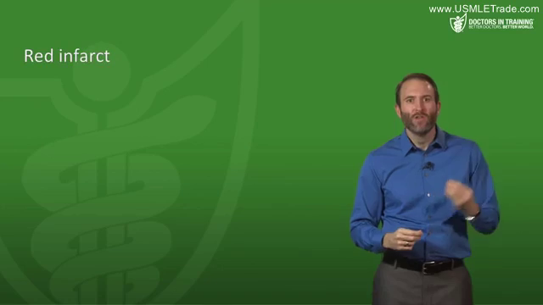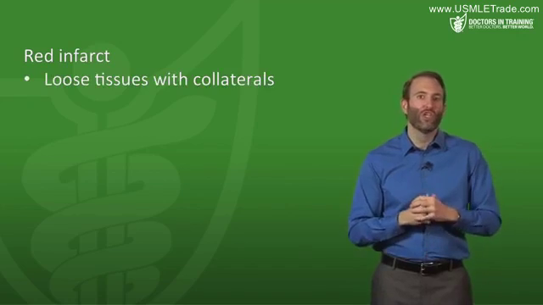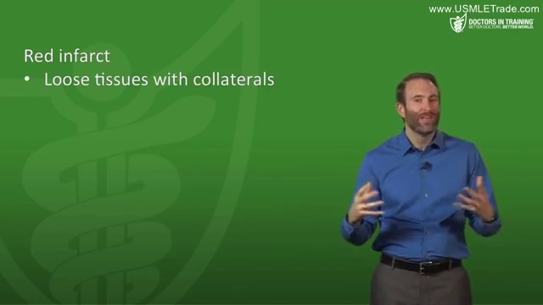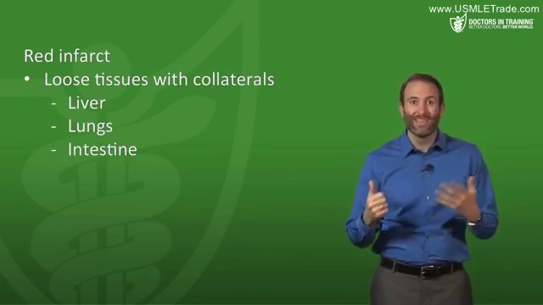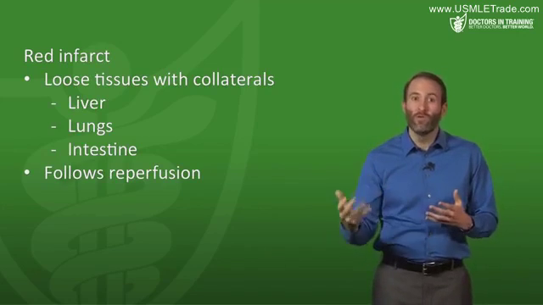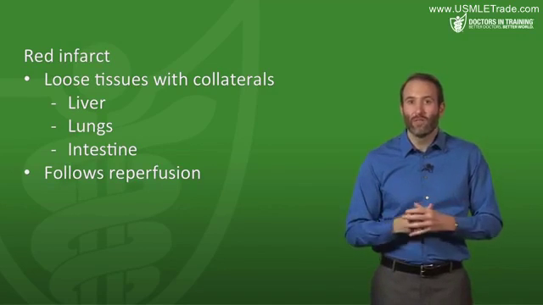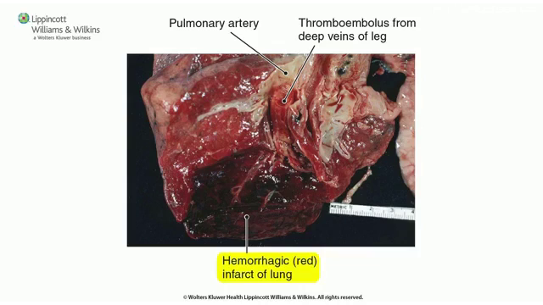So what's infarction? Well, infarction is tissue death caused by a local lack of oxygen, and this occurs when you get an obstruction of the blood supply. Now, there is something called red infarctions and pale or white infarctions. So red infarcts occur in loose tissues with a lot of collaterals, things like the liver, the lung, or the intestine, or following reperfusion. Now, after obstruction of a blood supply occurs, that ischemia ensues.